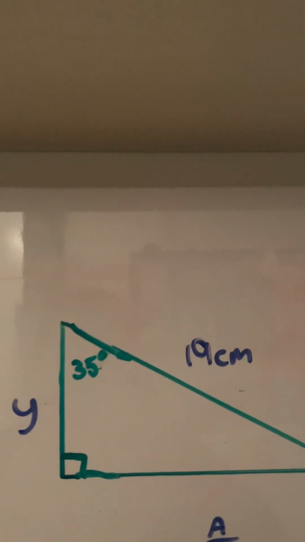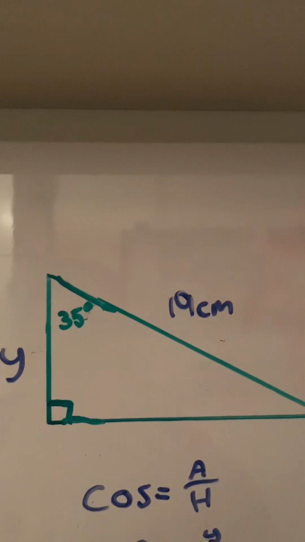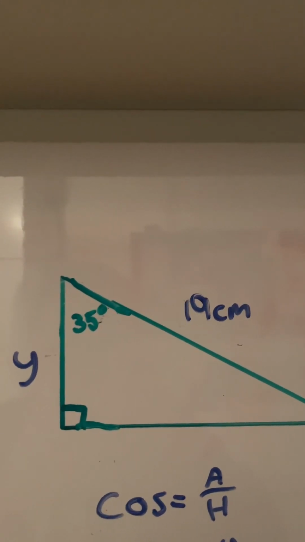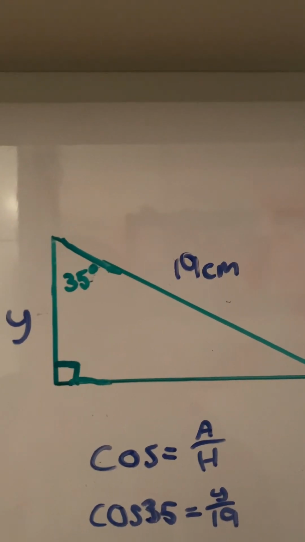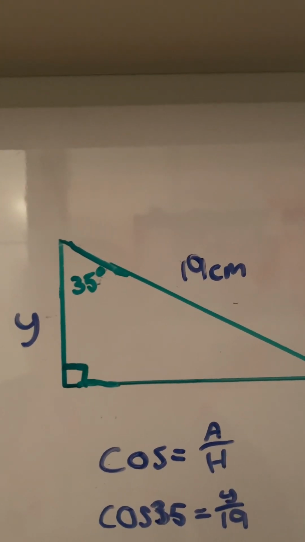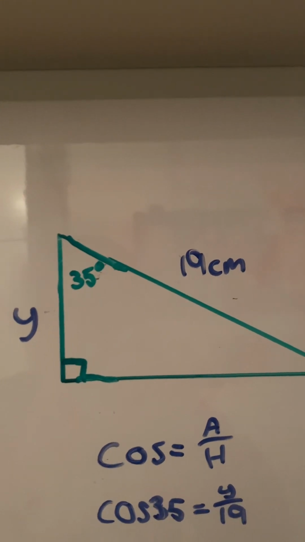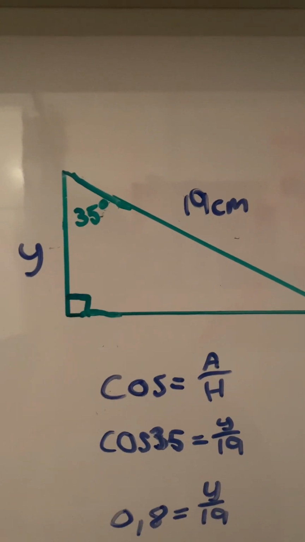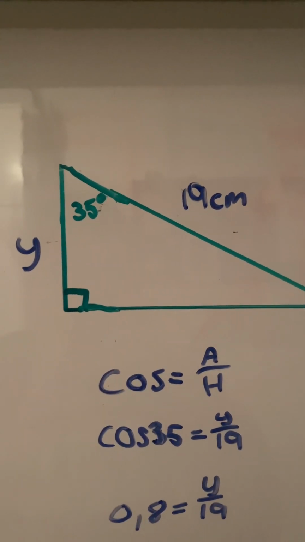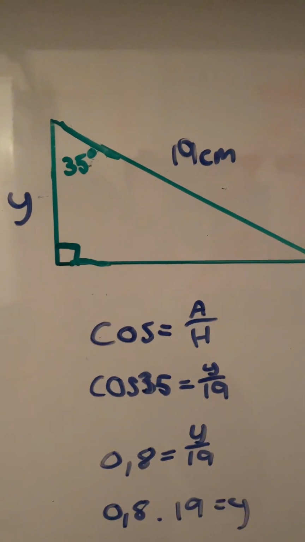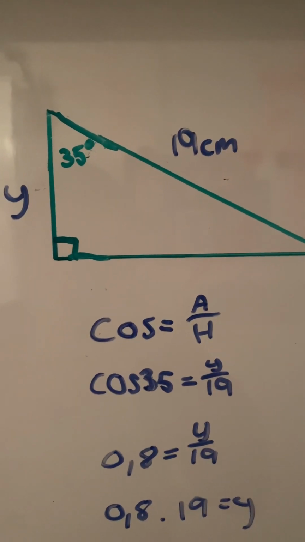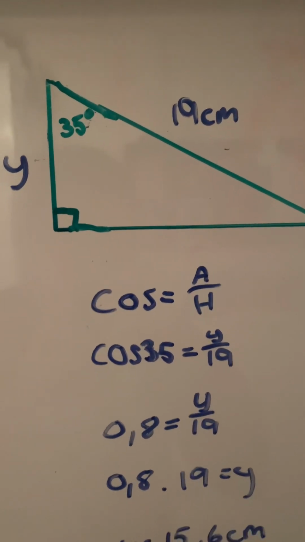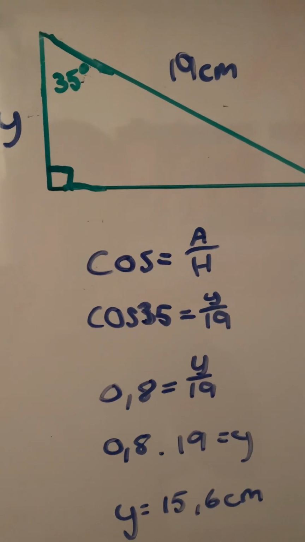For the next two examples, I'll be moving a lot quicker now. So the first step is to write down the formula, which is cos is equal to adjacent side over the hypotenuse. Next step is to add in the numbers and the variables, which will be cos 35 is equal to y over 19. Next step is to calculate cos 35, which will be 0,8 is equal to y over 19. Next step is to split the variables and the numbers, which will be 0,8 times 19 is equal to y, which will give us a final answer of y equals 15,6.